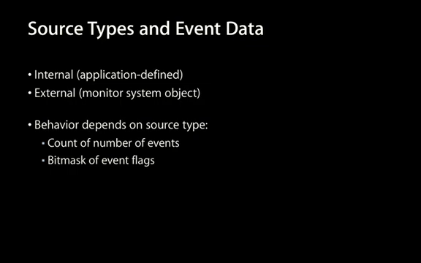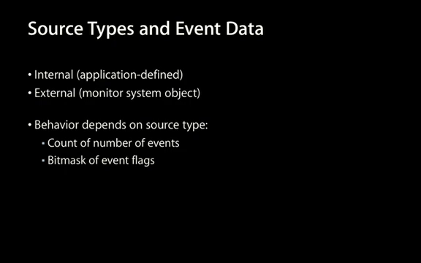So there are 2 types of event sources. There are internal, which are application-defined event sources. They don't require any interaction with the kernel to monitor. And then there are external monitoring event sources that are kind of giving you events from other processes on the system. And the behavior of each event source is dependent on the type of the event.